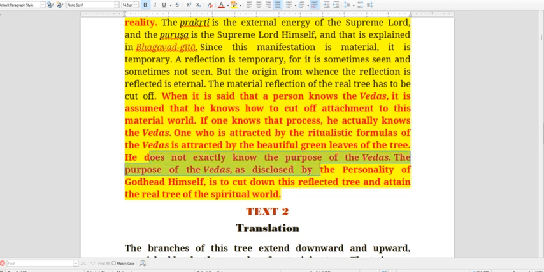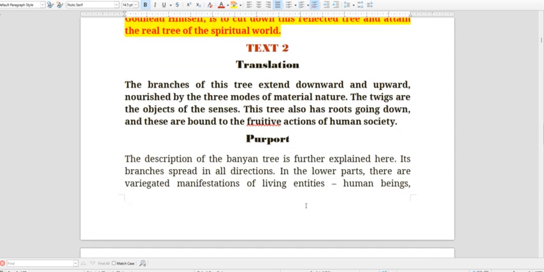He does not know the exact purpose of the Vedas. The purpose of the Vedas is disclosed by the Personality of Godhead himself. That is to cut down this fruitive tree and attain the real tree of the spiritual world. The branches of this tree extend downwards and are nourished by the three modes of material nature. Okay, the branches are the three modes of material nature, basically. And we saw it: goodness, passion, ignorance, various kinds of things happen in them. The twigs are the objects of the senses. That's what the persons go and eat.